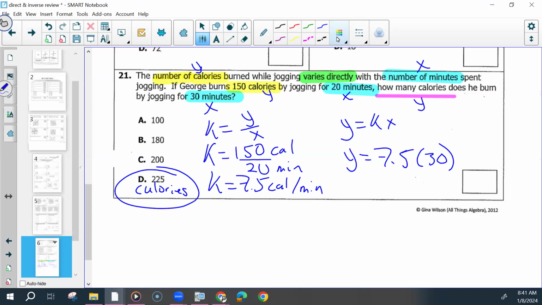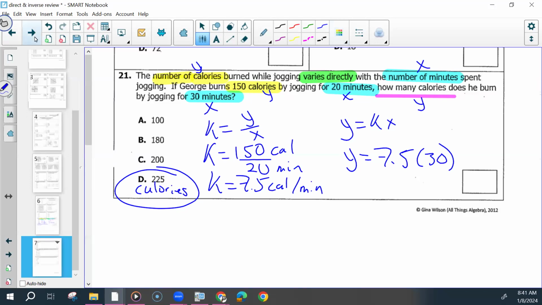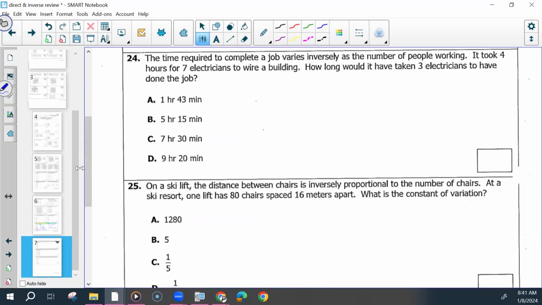22 on the back. Okay, so 24 on the back, the time required to complete a job varies inversely as the number of people working. It took 4 hours for 7 electricians to wire a building. How long would it have taken 3 electricians to have done the job? What's important there? 4 hours. What else?